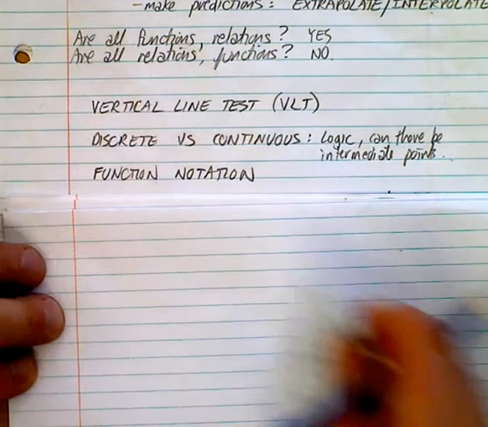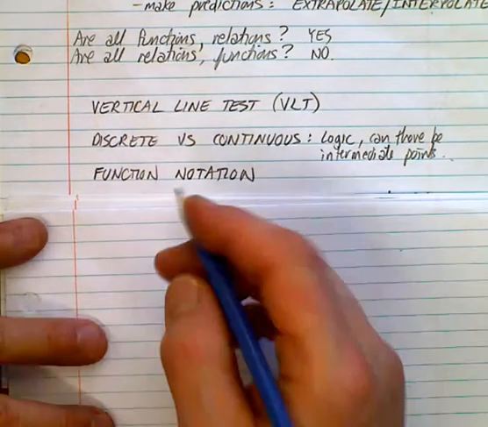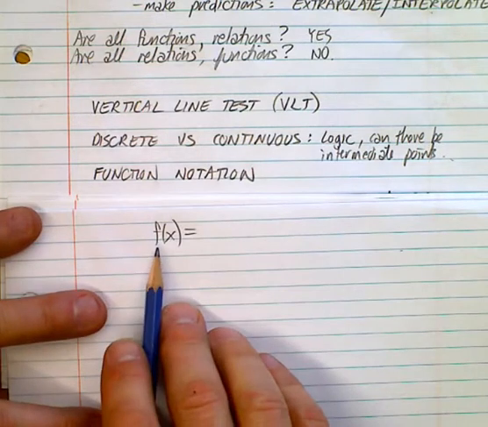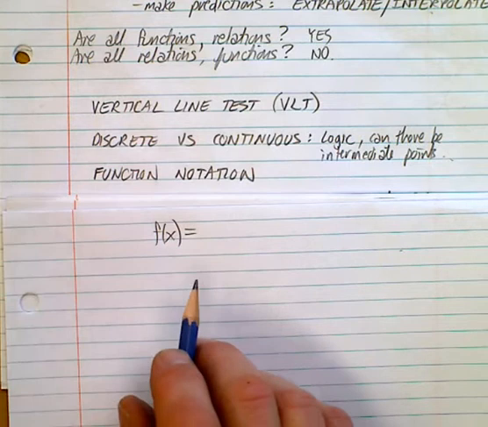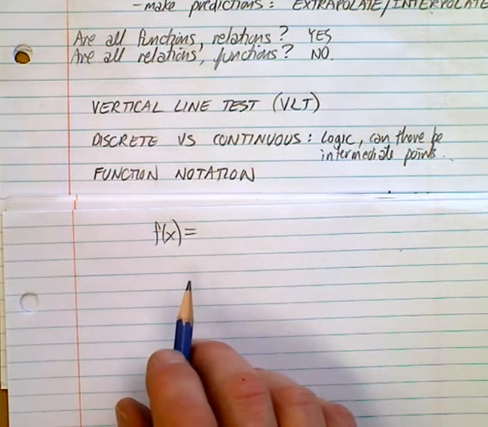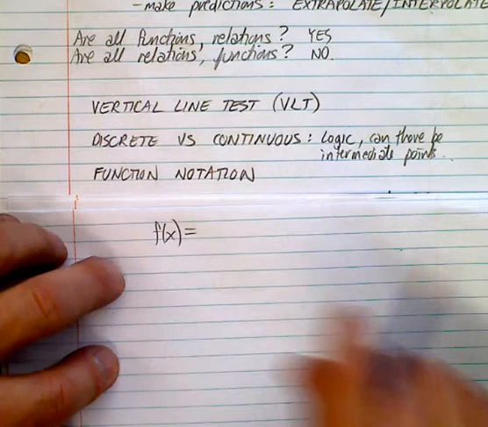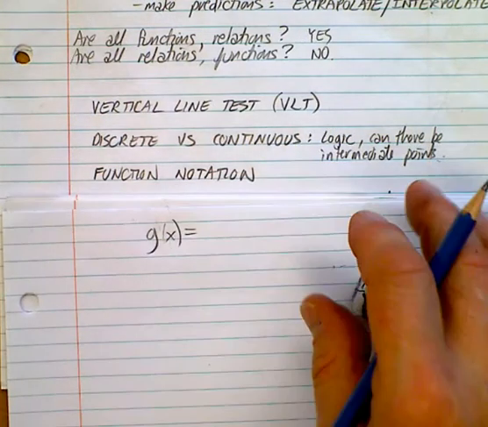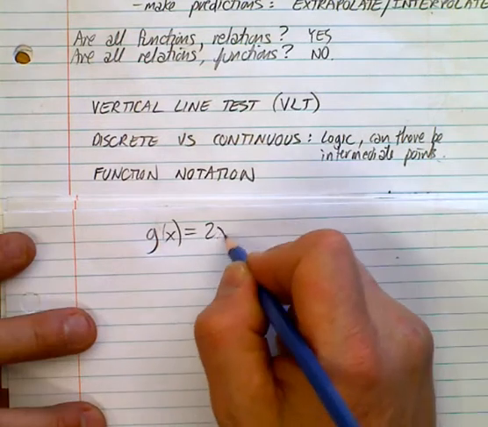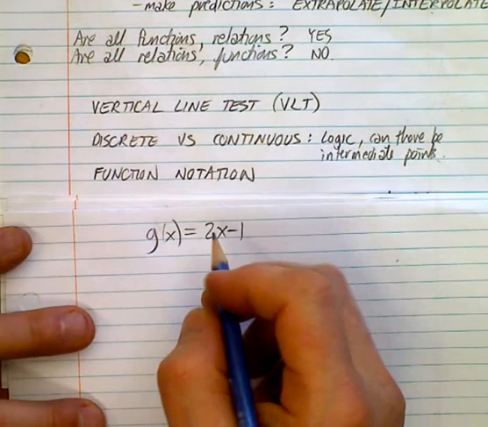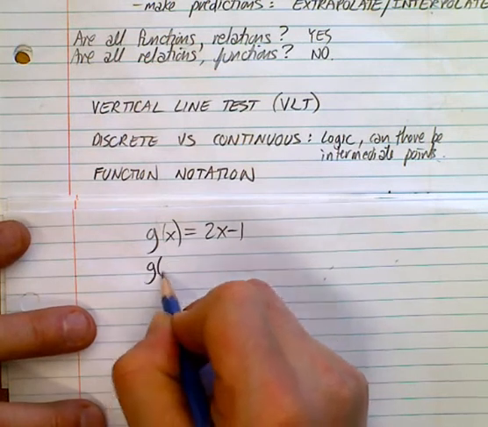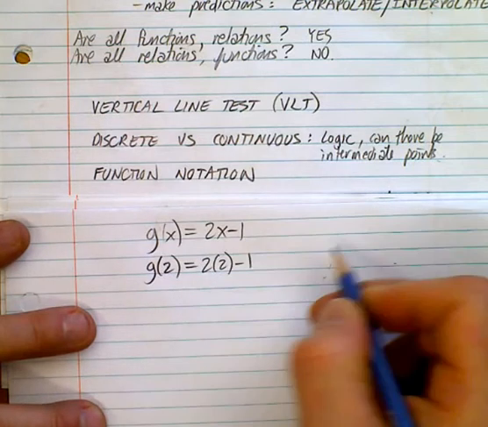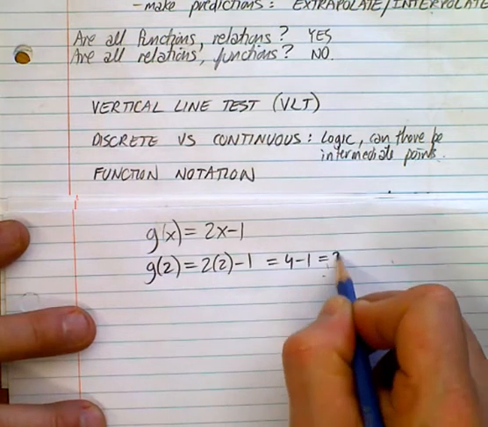Function notation, ladies and gentlemen, function notation. We're going to be looking at this a little bit more. F is just your F function. Let's call it something else here. Let's call it a G function. So G of X is equal to 2X minus 1. We looked at finding G of 2. That means you made the X 2, so it's 2 times 2 minus 1, which is 4 minus 1, which is 3.